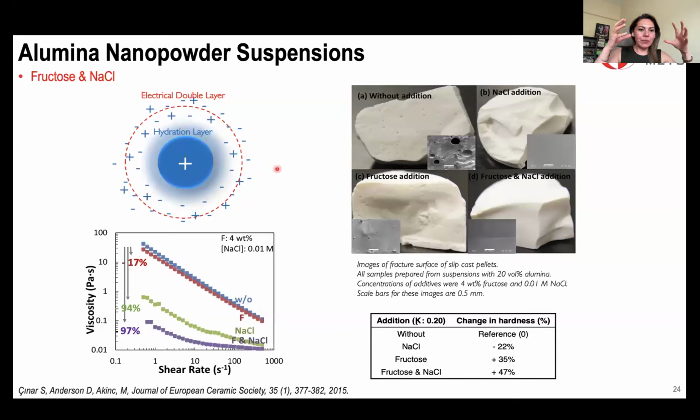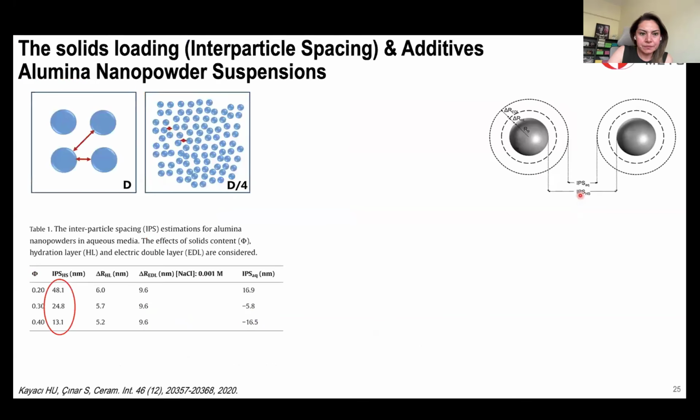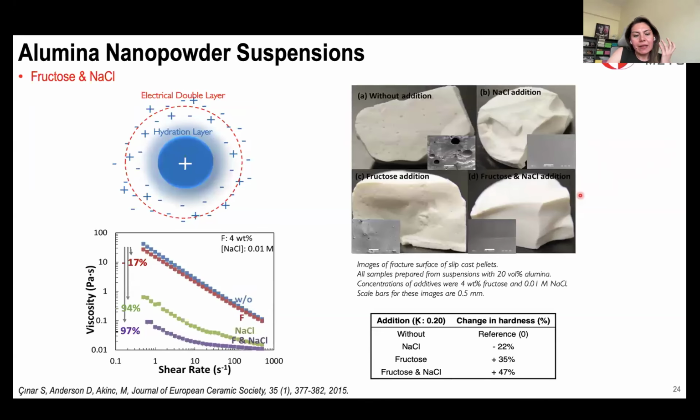We know that if we add fructose, that replaces that hydration layer, so it frees some of that bound water. And for the electric double layer, we can use simple salts to shrink that layer. So what we observe is that just adding that fructose and sodium chloride together could reduce the viscosity by 97%. And the green bodies obtained from those suspensions were pore-free, and they exhibit much higher structural integrity compared to other samples. So then I started to think about highly loaded suspensions.